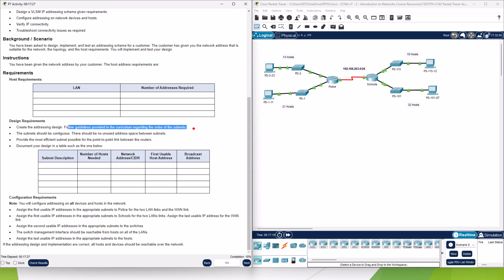Follow the guidelines provided in the curriculum regarding the order of these subnets. The subnet should be contiguous. There should be no unused addresses between subnets. Provide the most efficient subnet possible for the point-to-point link.